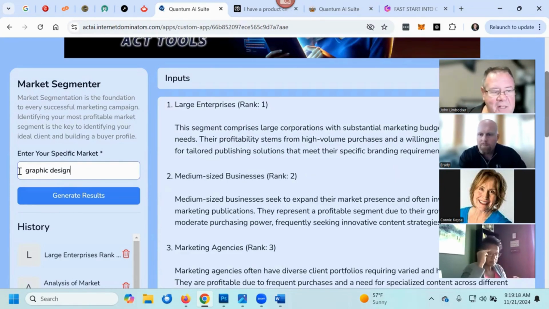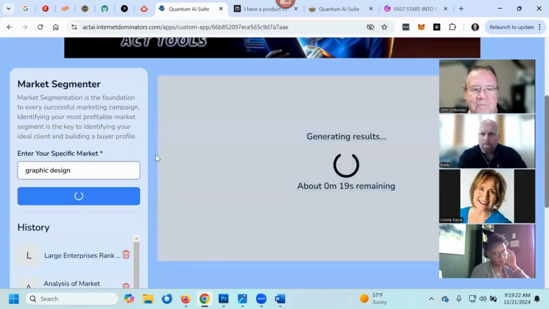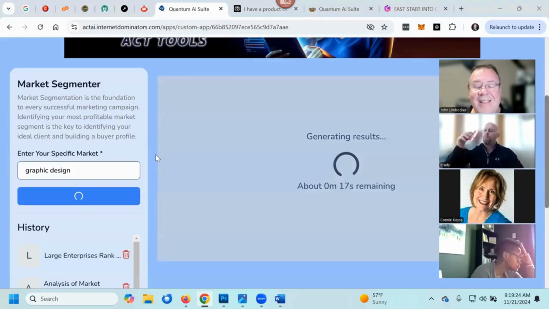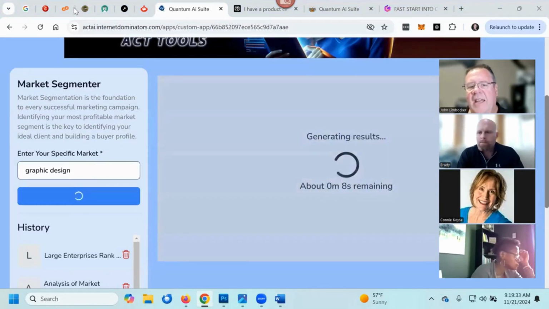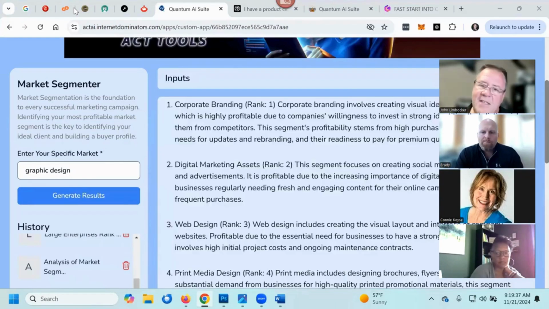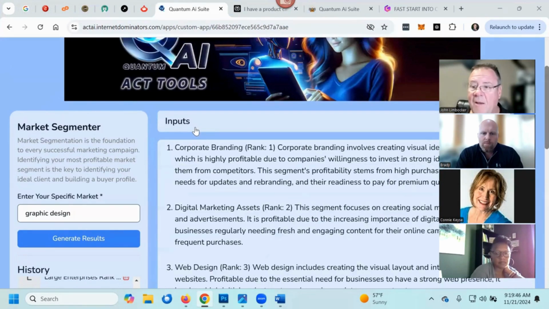But I'm going to just put in graphic design and we're going to generate results here. It takes a couple of minutes. What this is doing, this has one of those big jumbo prompts around it. And it's going to go and analyze the market, and it's going to give us the top segments of the market based on profitability. So in graphic design, these are our options. These are our sub segments.